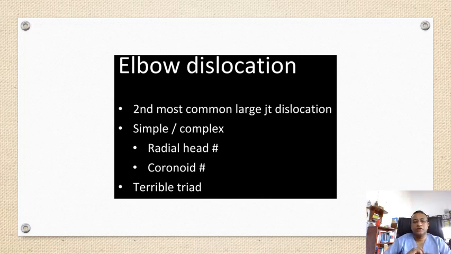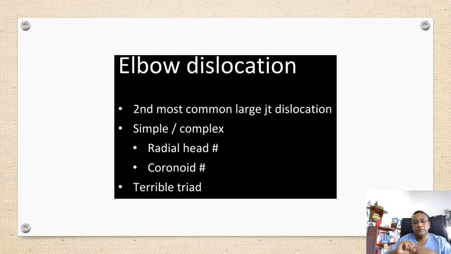The next dislocation we have to discuss is elbow dislocation. This is the second most common large joint dislocation. Elbow dislocation can be simple or complex. A complex dislocation means there might be a radial head fracture or coronoid fracture and associated ligament injuries. If you get an elbow joint dislocation with radial head fracture and coronoid fracture, it's named the terrible triad. It is an orthopedic emergency.